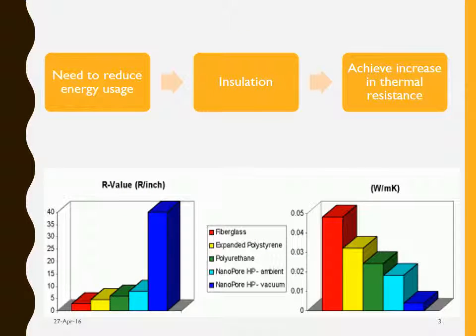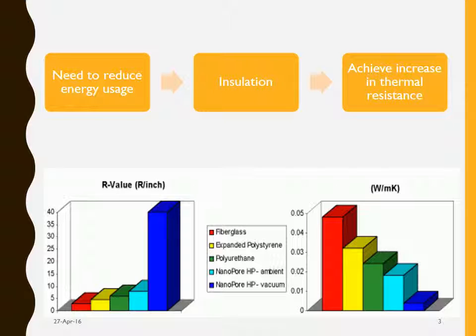So to reduce the energy consumption, the load on the heating and cooling systems needs to be reduced. This is achieved by decreasing the heat from escaping or coming in according to the application. This is done by increasing the thermal resistance, that is the R value. So the main function of insulation is to increase the thermal resistance.